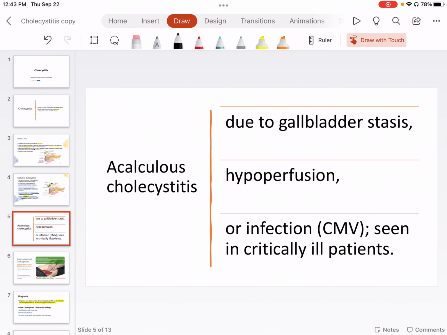As I mentioned, there are two types of cholecystitis. It could be calculous cholecystitis, which is most common, and the other type is acalculous cholecystitis. This is also due to gallbladder stasis. There will be hypoperfusion. It can be seen in critically ill patients, or with infections like cytomegalovirus.